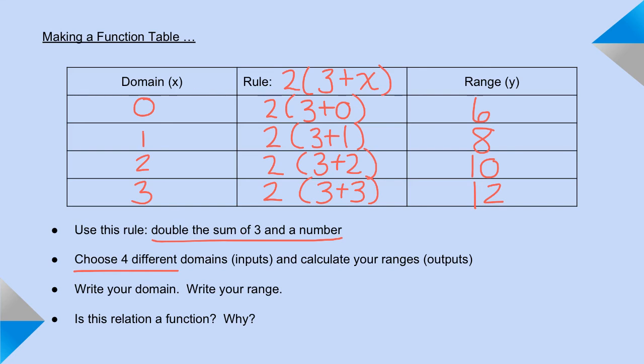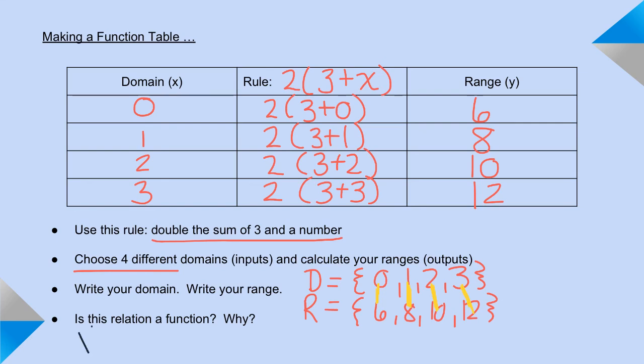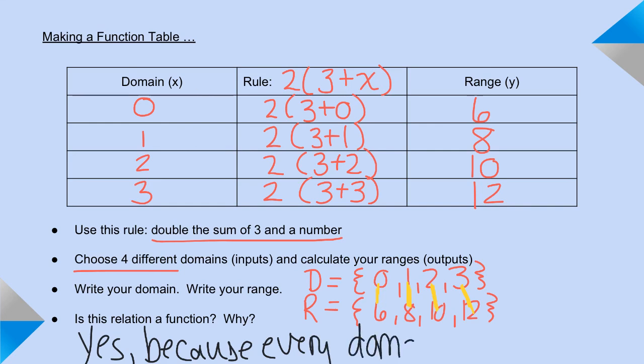So, at this point, we could list our domains. We had 0, 1, 2, and 3. Our ranges were 6, 8, 10, and 12. When we map them, 0 goes to 6, 1 goes to 8, 2 goes to 10, 3 goes to 12. This is a function because, as you see, every domain has one and only one range.